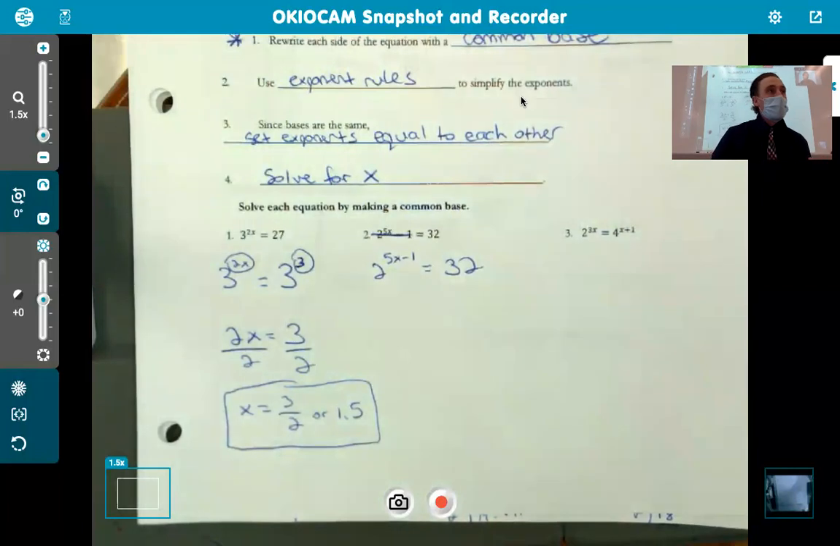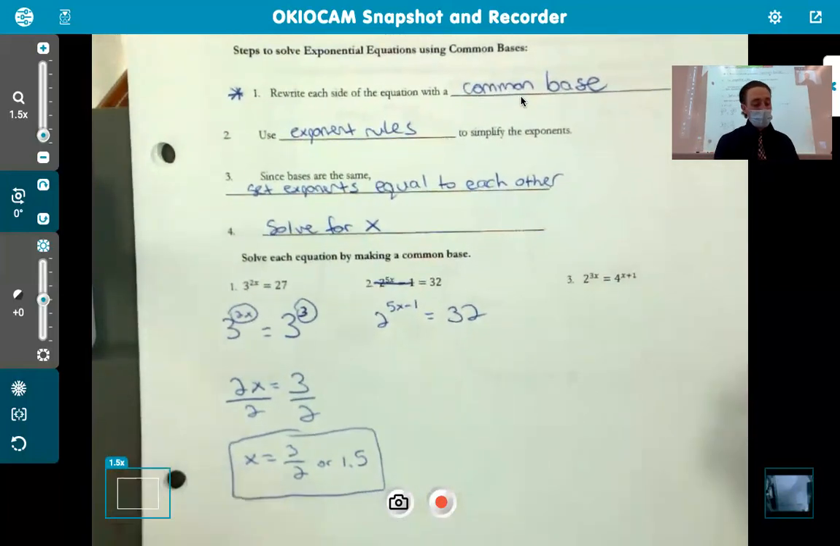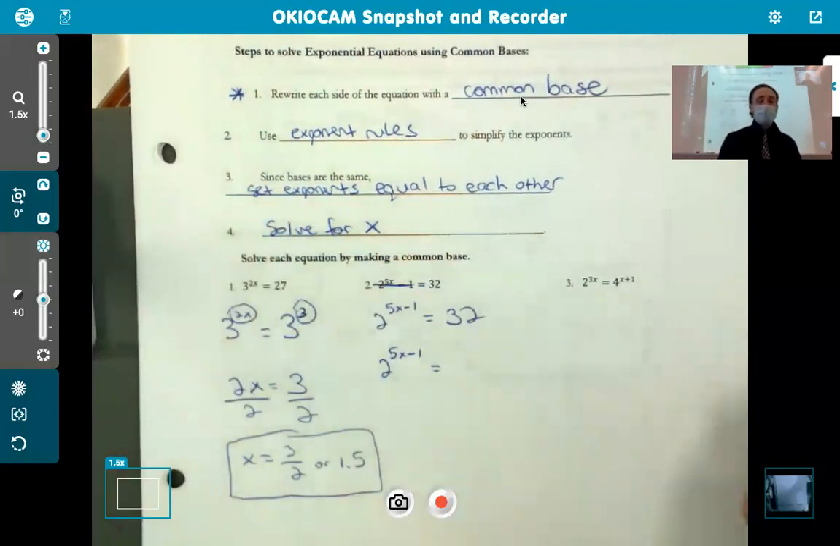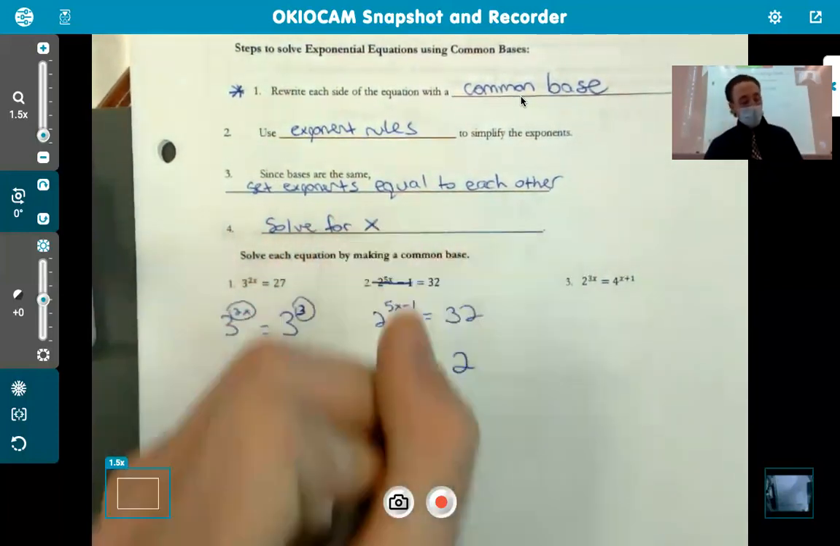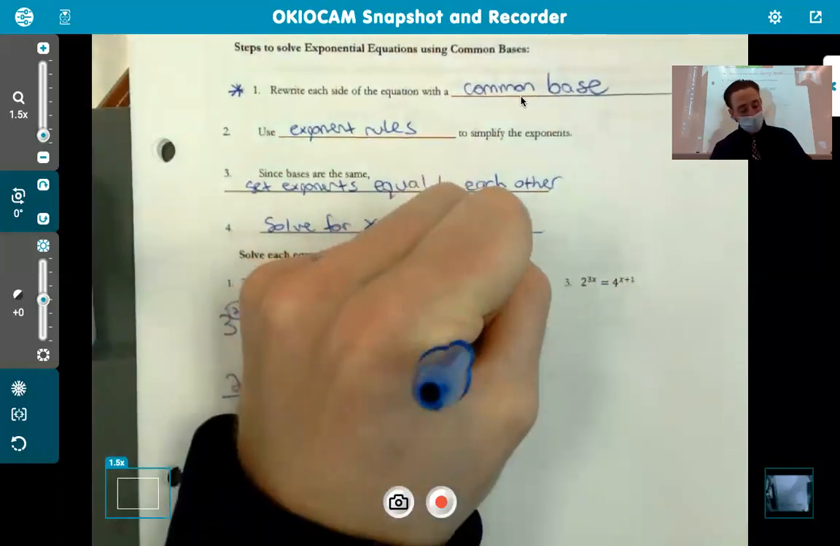We're going to do the same thing that we did in the last example. So my first step is to rewrite to have a common base. So on the left-hand side, I have 2 to the 5x minus 1. I have to change that constant term so it also has a base of 2. Well, 2 to what power gives me 32? 5. Good.